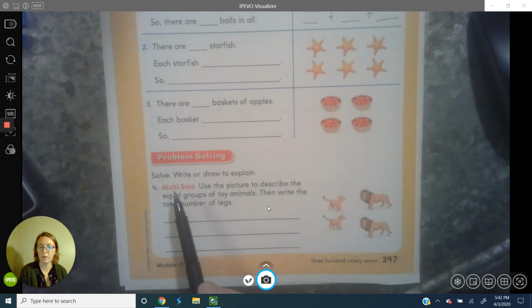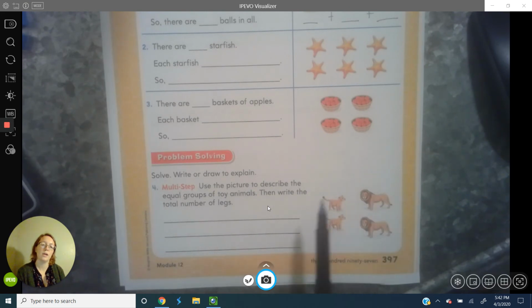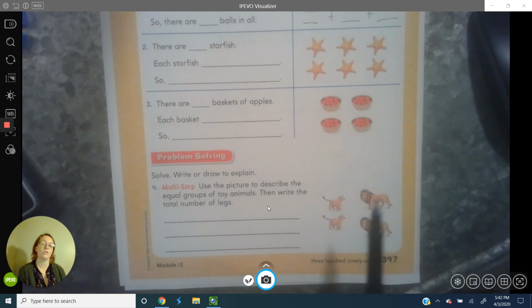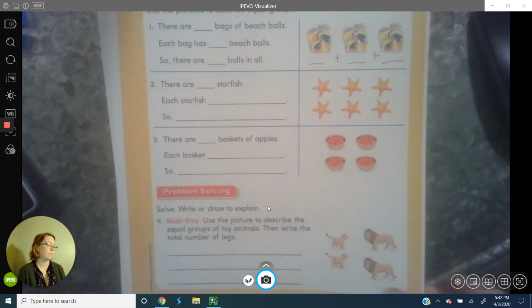Number 4, it says multi-step. It's like the dog problem that we talked about earlier. All right, use the picture to describe the equal groups of toy animals. Then write the total number of legs. So look at your group here. How can you describe it? I have 2 what and 2 what. I have what in all, okay? And then how many legs? All right.